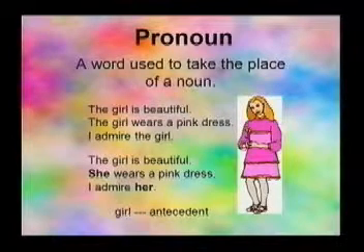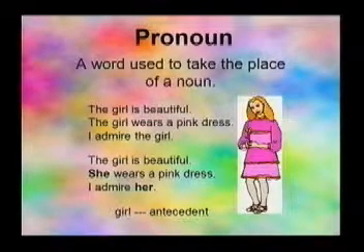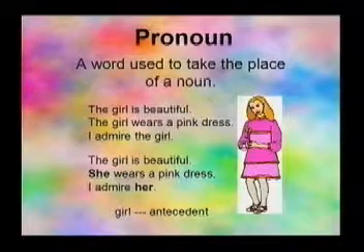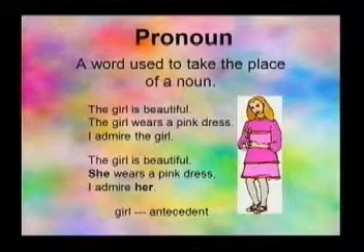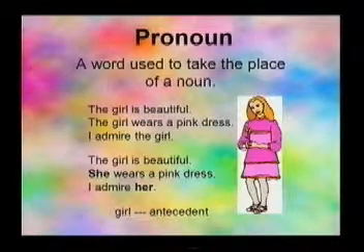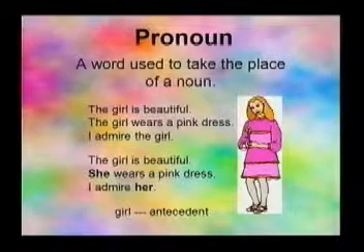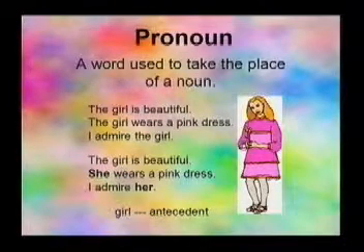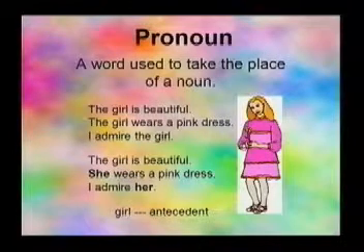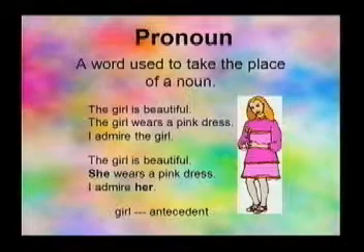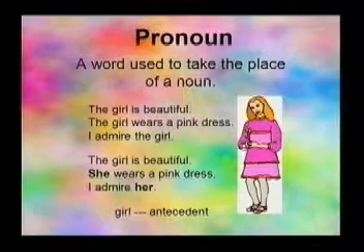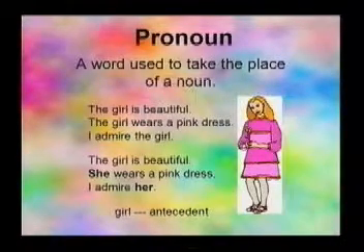Now let's see how much better the sentences would be with the use of pronouns. The girl is beautiful. She wears a pink dress. I admire her. In the 2 sentences, the word girl is replaced by the words she and her. And so she and her are called pronouns. And the noun girl is called the antecedent, the word the pronouns she and her stand for.